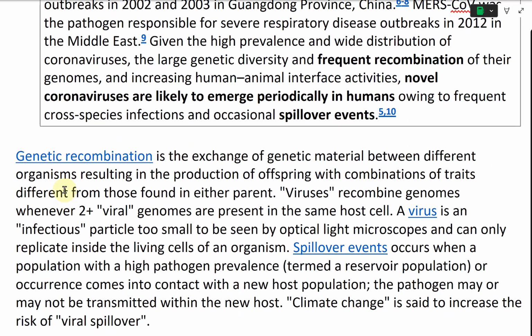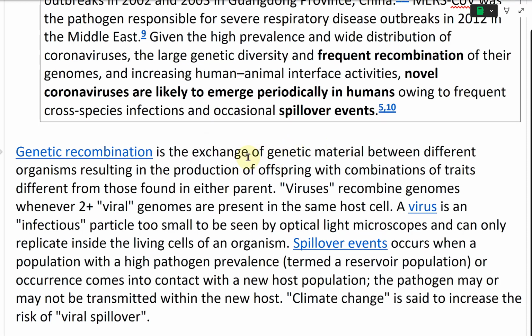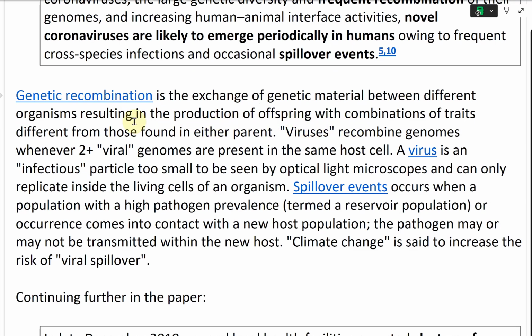All right, so genetic recombination is the exchange of genetic material between different organisms, resulting in the production of offspring with combinations of traits different from those found in either parent. And one example is just sexual reproduction in humans, where the offspring may get traits that are different from both parents. For example, if both are short, one could be tall, just due to genetic mix-up and so on, just shuffling and exchange. All right, so continue further.